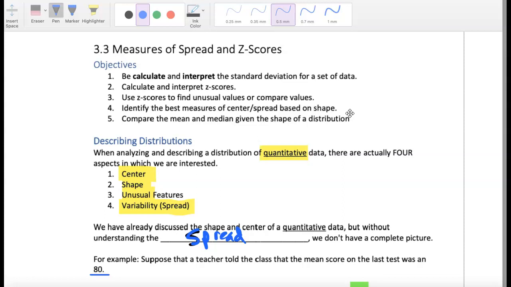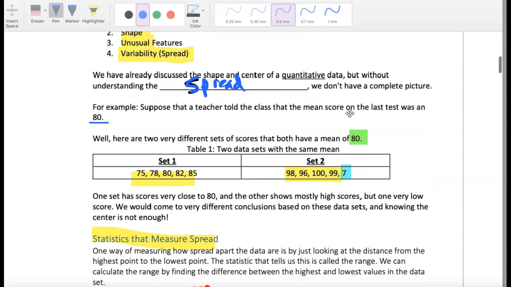So we don't have a complete picture of a data set and what story it's telling if we don't know what the spread is. Is the data really close together or is it far apart? So that's what we're looking at.